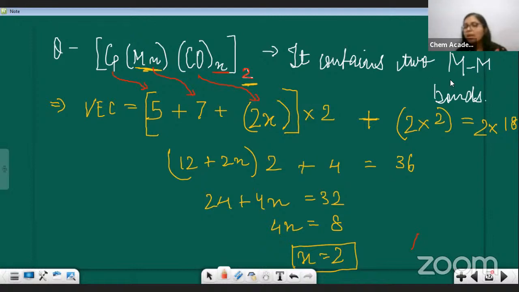Also, the question says that there are 2 metal-metal bonds. So each metal-metal bond will have 2 electrons. So we will also have to add those electrons for 2 metal bonds. One metal-metal bond has 2 electrons, so when there are 2 metal bonds, we will multiply it by 2 electrons. That is per metal bond electrons, and it will be equal to 2 into 18, that is 36, because there are 2 Mn.